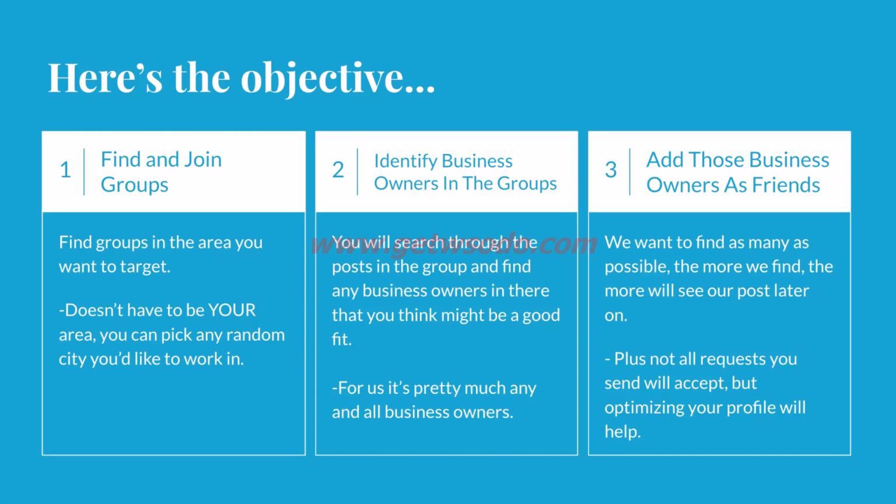So here's the objective today. You want to find and join groups. In Facebook, there's groups that you can join, and in LinkedIn, there's groups you can join, but in this course, we're talking about Facebook. So you want to find groups in the area you want to target. A lot of times I target the area I live in, and you might decide to do that too. It's an easy win because you're familiar with it and you have some sort of connection to it.